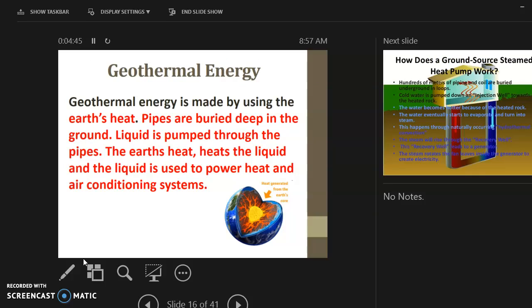Geothermal energy. So what is geothermal energy? It's energy that is made by using the Earth's heat. So pipes are buried deep in the ground, and then liquid is pumped through the pipes. The Earth's heat heats the liquid, and the liquid is used to power heat and air conditioning systems. I'll show you on the next slide.